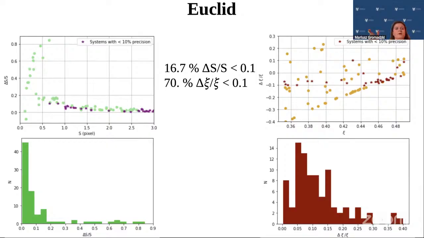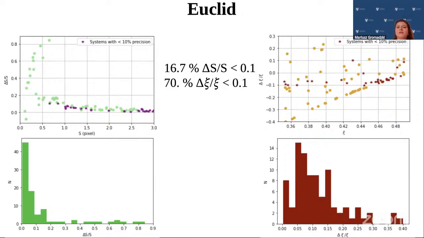I did it for up to 3 pixel separation, but we don't really care. Well, we care, but most of the events are inside 1 pixel, so the results that I show are really for 1 pixel. And as you can see, I was really searching for the events where we can have really precise, down to 10% separation and total flux ratio, because this is the information that we need in order to then derive the mass and distance.